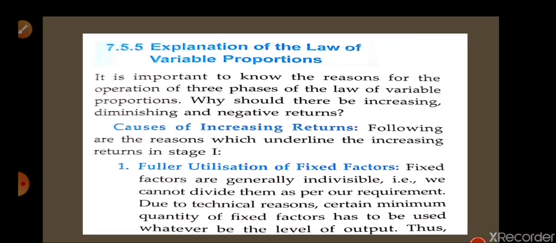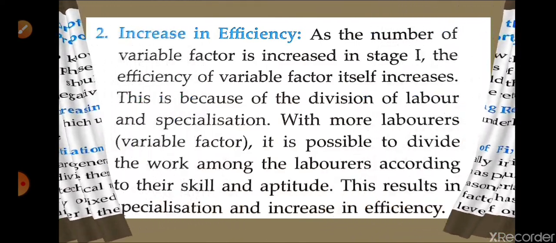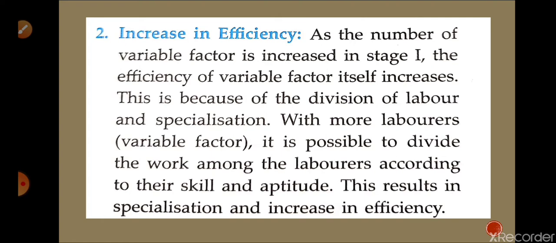Now I am going to discuss the second point, that is increase in efficiency. So what is efficiency here? The working power of a laborer is known as efficiency. A question may come to your mind: how may efficiency be increased? Efficiency may be increased in the first stage due to division of labor, due to specialization of workers in particular skills. So what is division of labor? It means that according to the skills of workers, we divide their work. If a specialized worker is working in the field in which he is expert, production will increase.